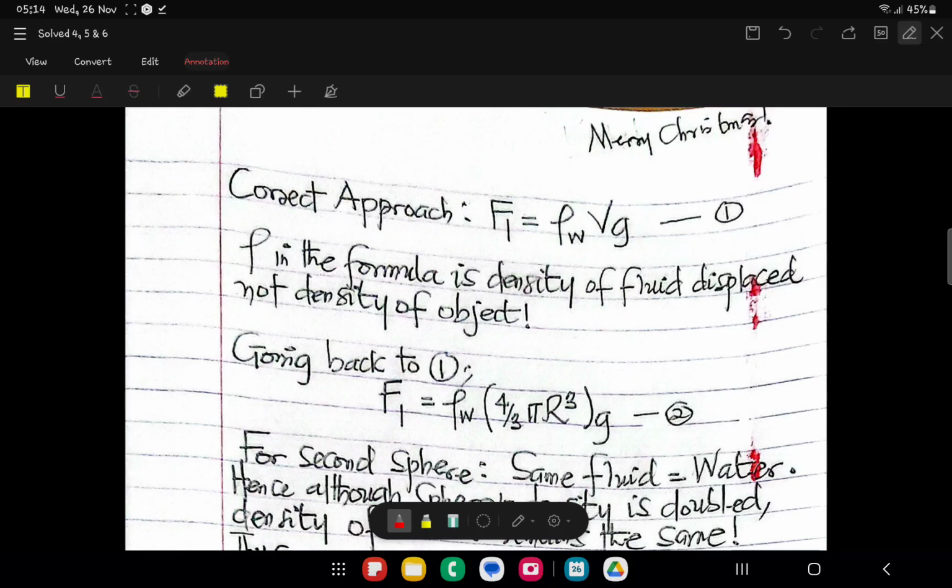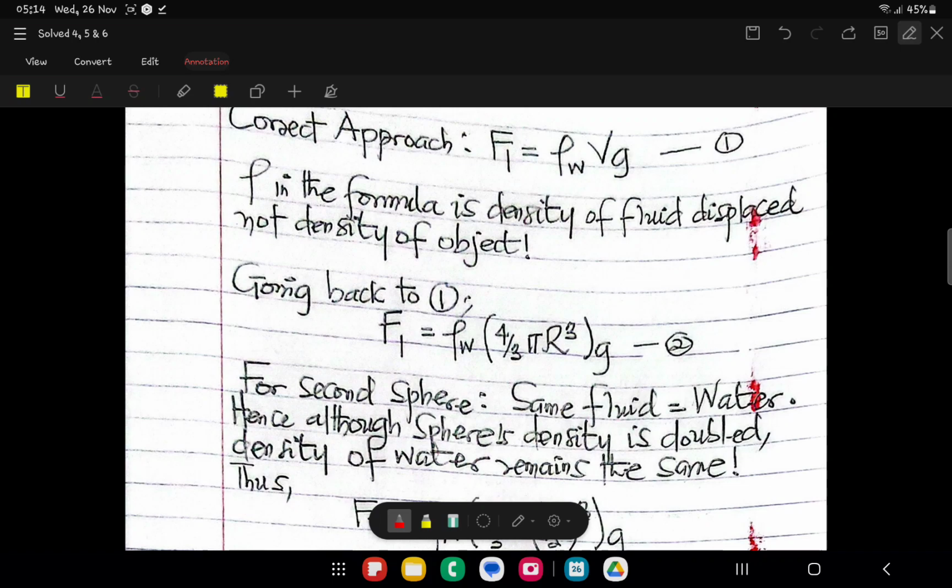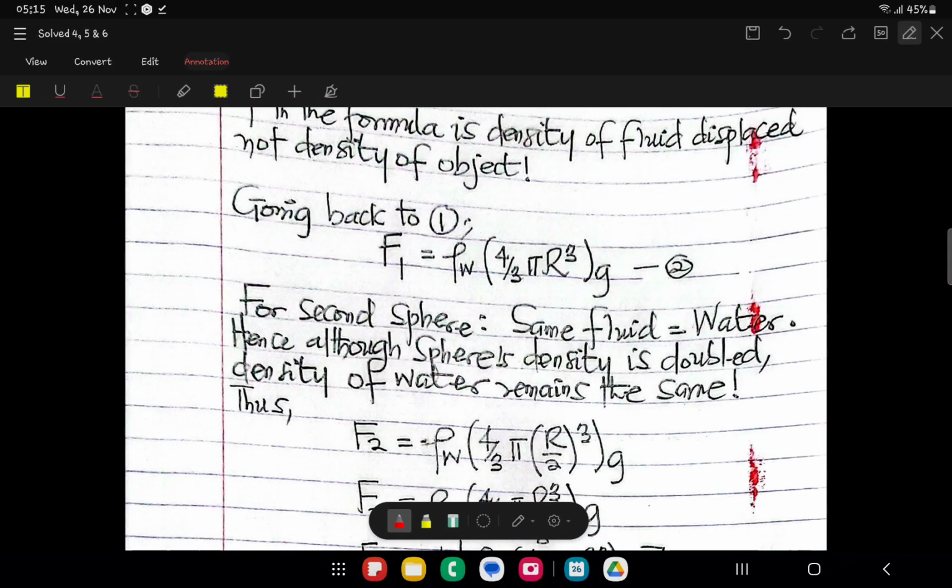So rho in the formula is the density of the fluid displaced, not the density of the object. The mistake in the first approach that most students make is that they use the density of the sphere instead of the density of water. So going back to equation 1, our buoyancy force is given as the density of water times 4/3 pi r cubed times g. Now for the second sphere, it's the same fluid, the same water. So although the density of the sphere is doubled, the density of the water is not affected. The density of water remains the same in the second sphere, just as it was in the first sphere.